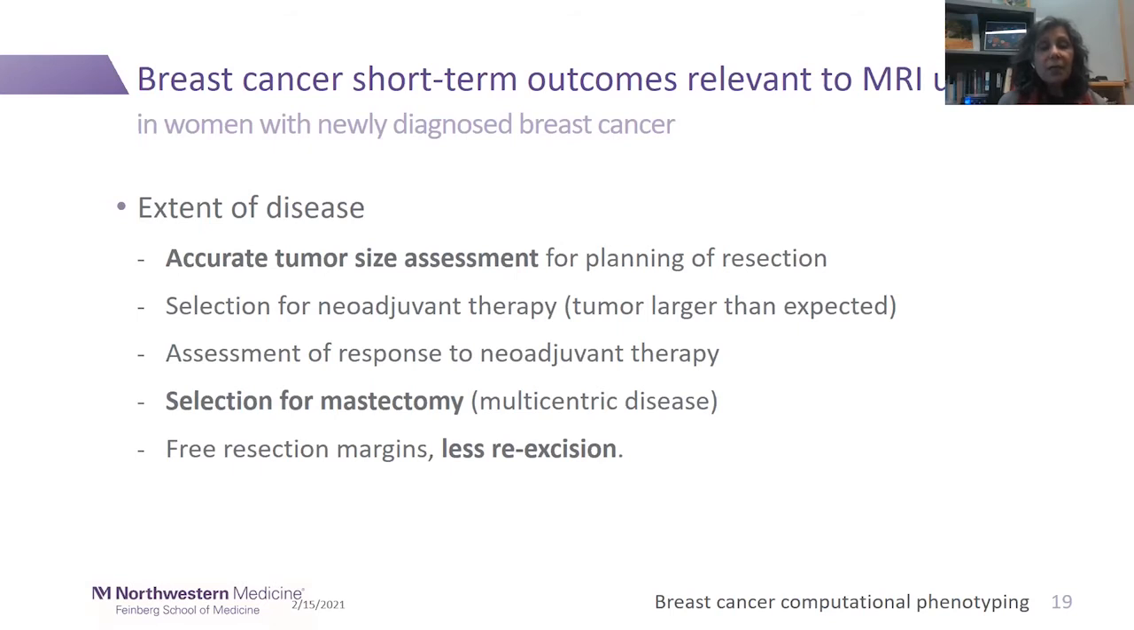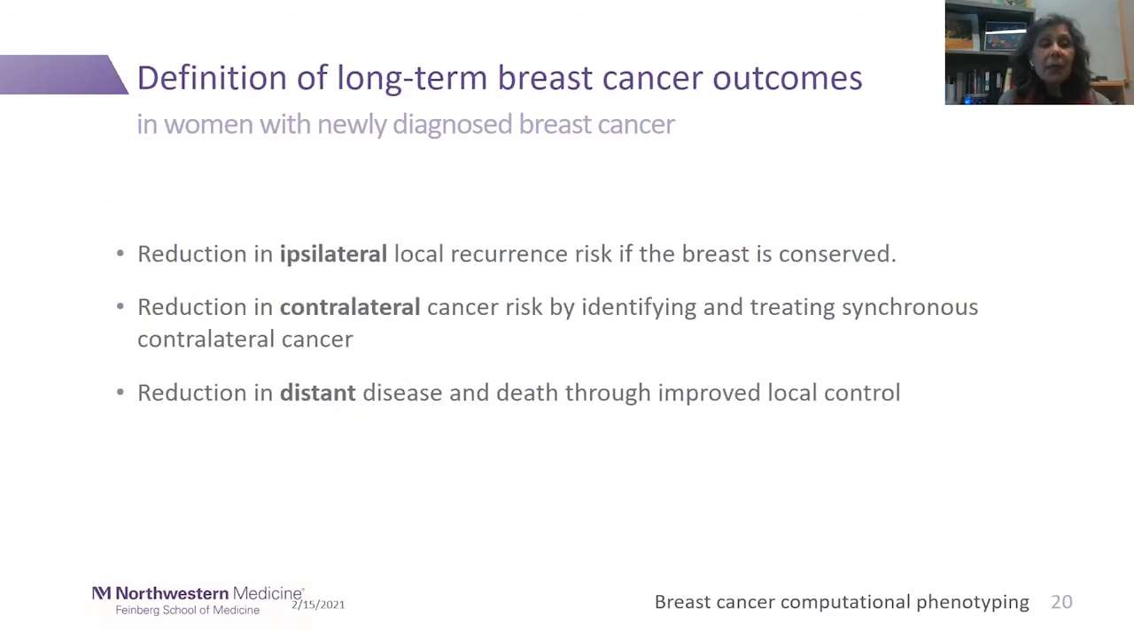And then there was great expectation that the use of MRI for surgical planning would also reduce the re-excision rate. So having to return the patient to surgery because the tumor reached the surgical margin, that happens invariably in 20 to 30% of women, or did at least until about 5 years ago. So it was expected that the use of MRI would decrease the re-excision rates. And these are the short-term outcomes that have been addressed in multiple publications, and these data are relatively easy to come by. Next slide, please.